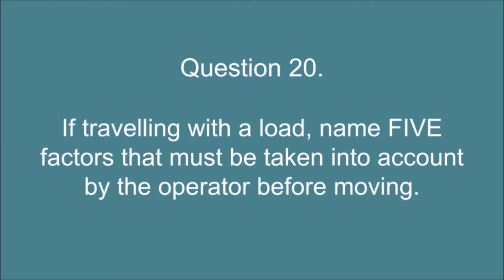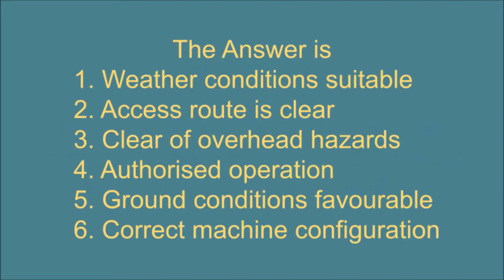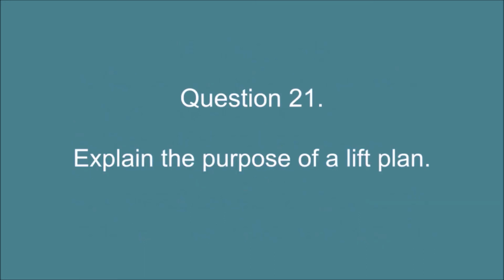Question 20. If traveling with a load, name 5 factors that must be taken into account by the operator before moving. The answer is 1. Weather conditions suitable. 2. Access route is clear. 3. Clear of overhead hazards. 4. Authorized operation. 5. Ground conditions favorable. 6. Correct machine configuration.